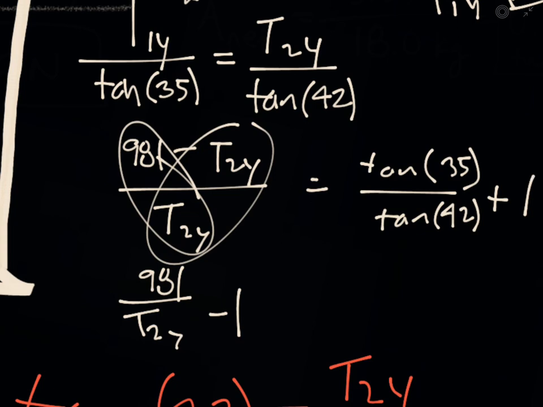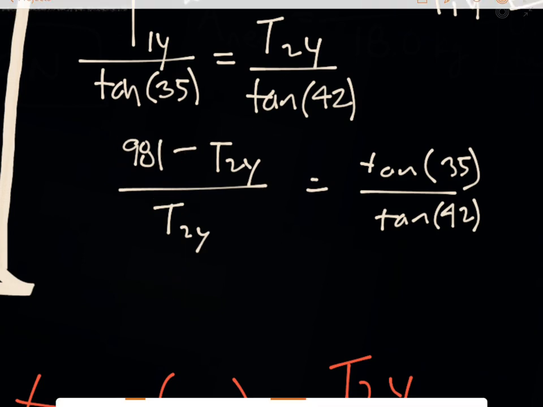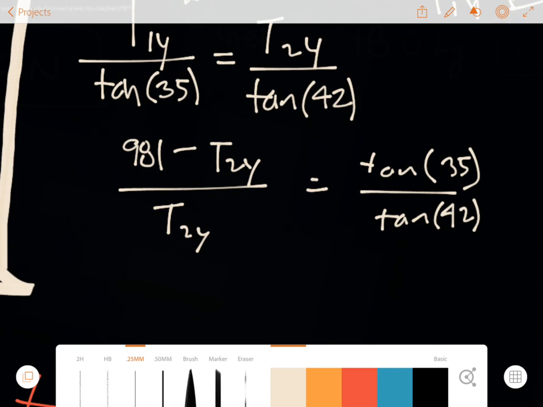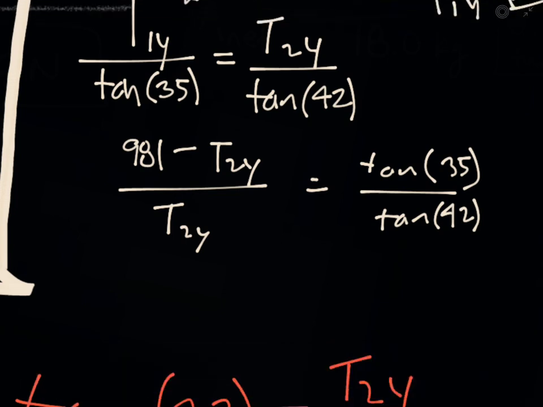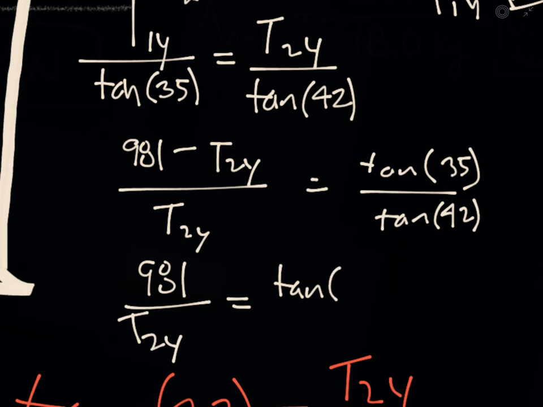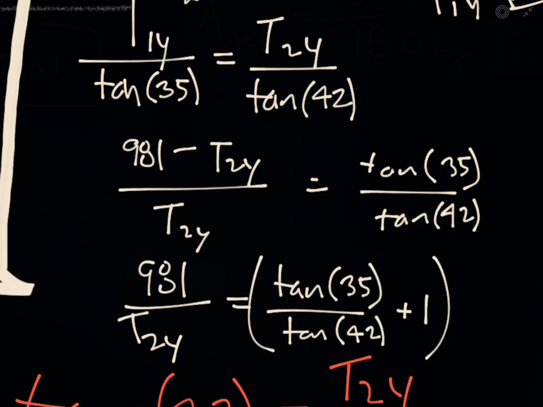We can add that over here. So we just get, I'll go ahead and erase because I'm running out of space. So we'll just say that that gives us 981, I'll just write it out, over t2y is equal to tangent 35 over tangent 42, plus 1. Alright, and this is just a quantity, that's an integer.